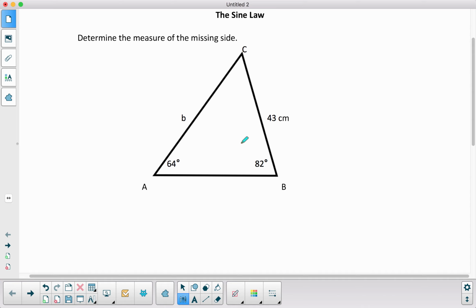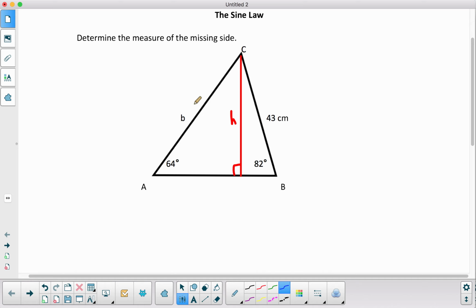Well, we could divide this triangle into two right triangles by making a vertical line from the top angle there. And I'm going to call this red line H, just because it kind of looks like the height of the triangle. In this example, we are trying to find the length of this side, which is B. And we're given the angle A, and the angle B, and the length of this side. I'm going to label this side as side lowercase a.